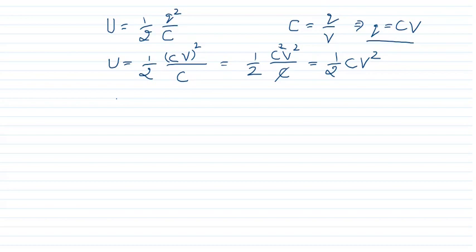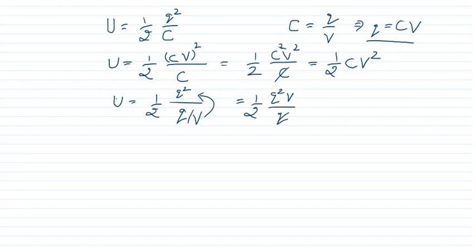The third formula is, if we put from this one C is equal to Q upon V, then another formula will become 1 by 2 Q square by Q divided by V. This V will move up, it will become 1 by 2 Q square V by Q. Q will be cancelled out, it is equal to 1 by 2 QV. So therefore we got three formulas.